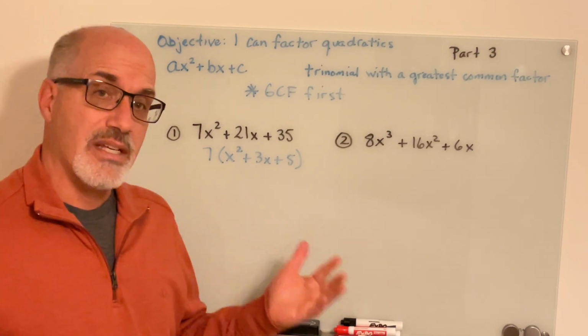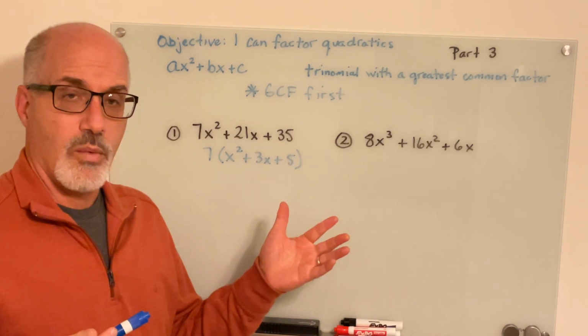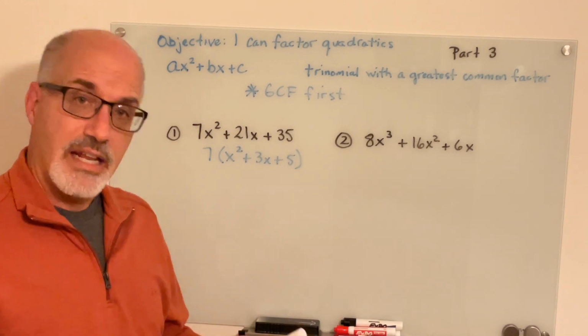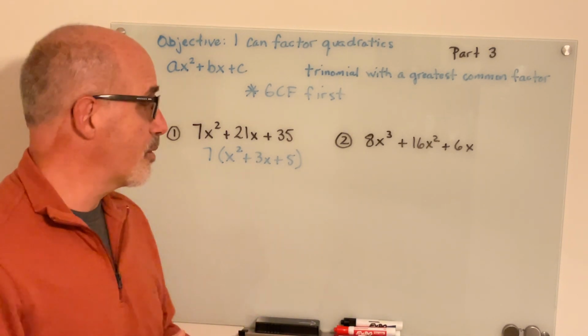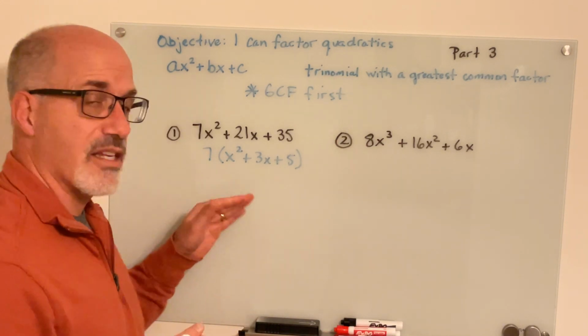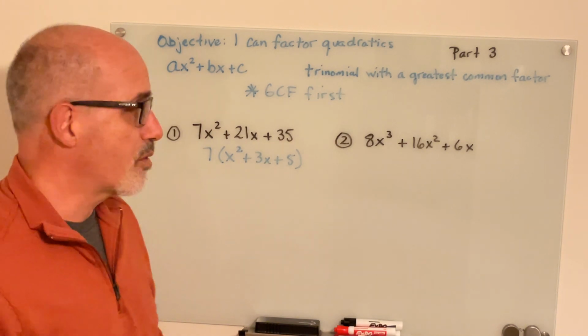Well, there are no two numbers that multiply together give me 5 and add to 3. 5 times 1 is 5, but 5 plus 1 is not equal to 3. Negative 5 times negative 1 is equal to 5, but they don't add together to give me 3. So this one's done. You take the GCF out, and then it's fully factored by just distributing.